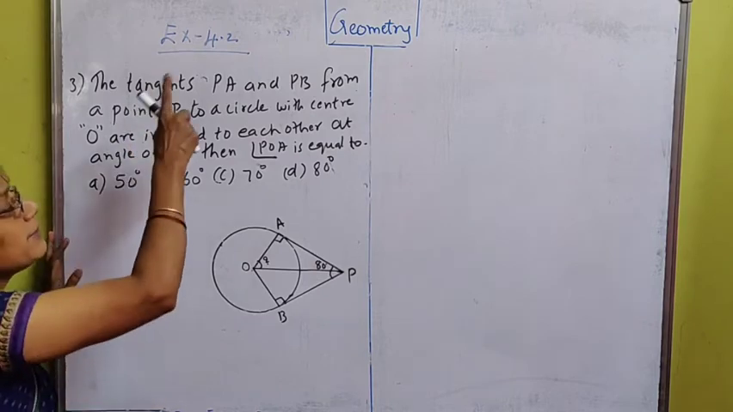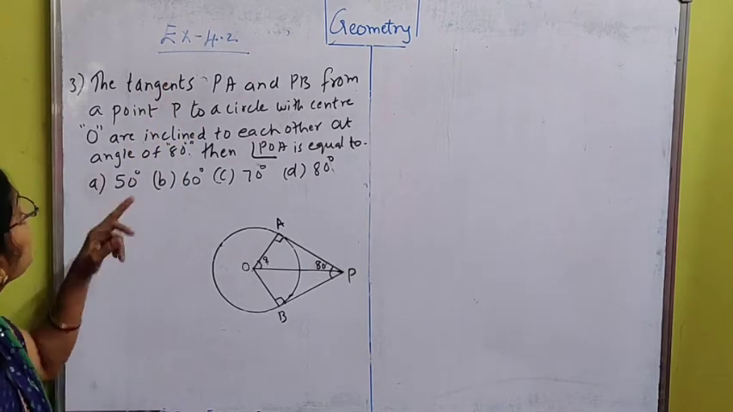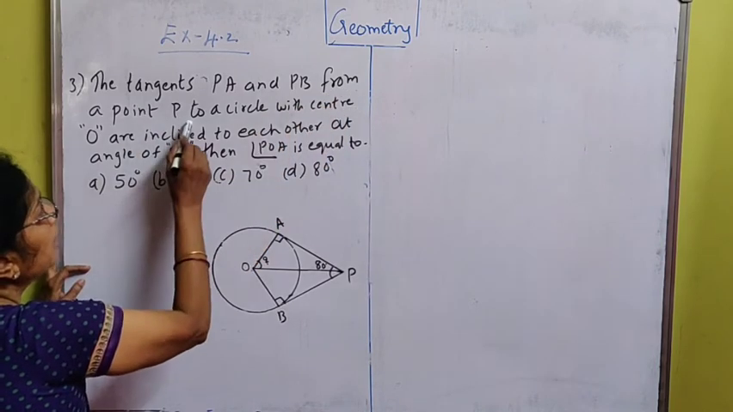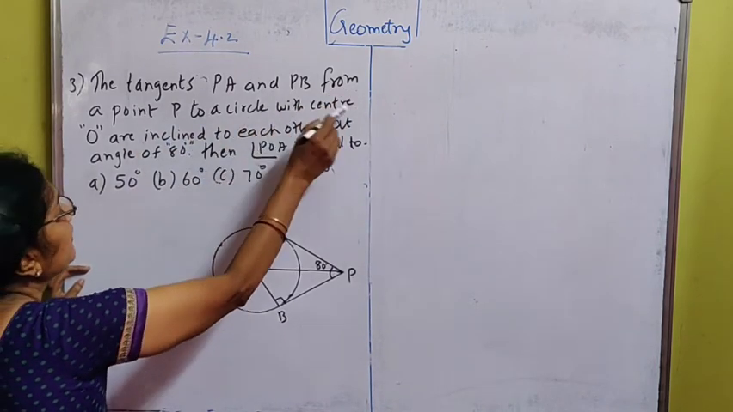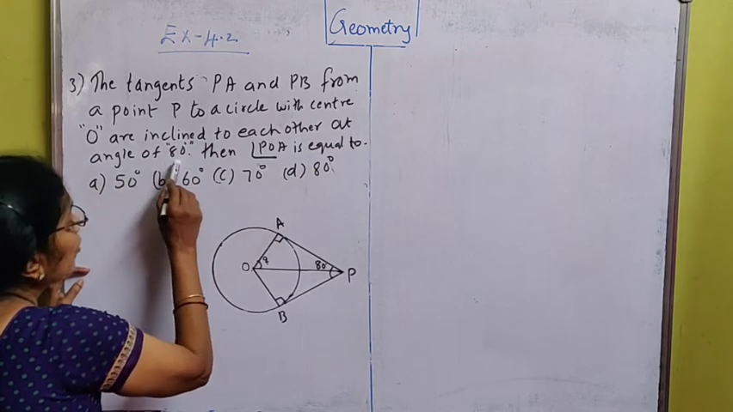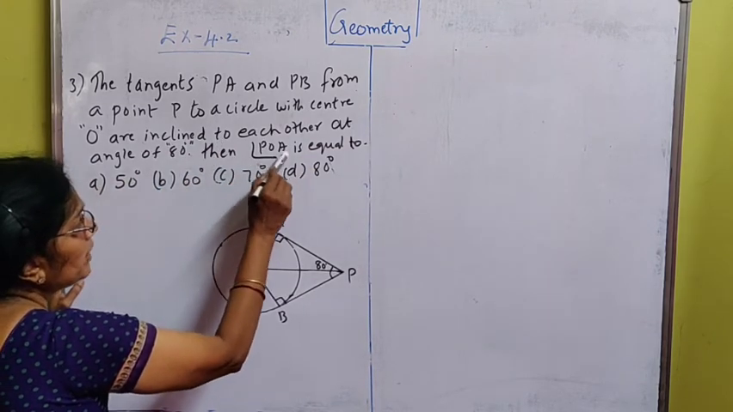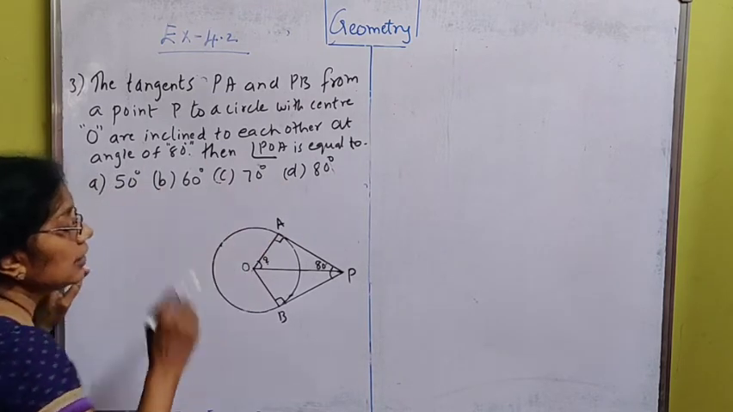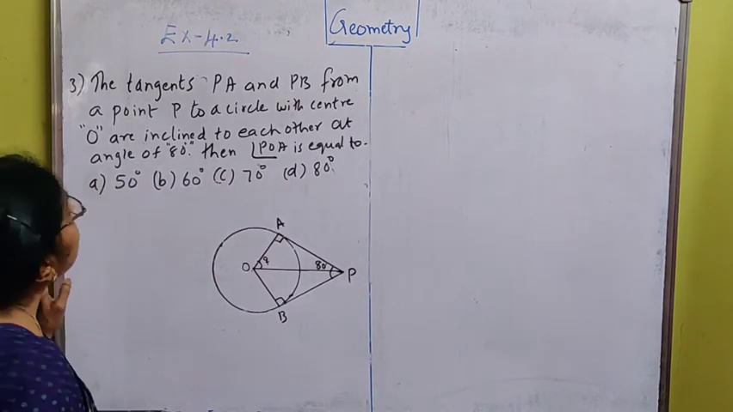Now we'll see the third sum in exercise 4.2. What is given in the third sum? The tangents PA and PB from a point P to a circle with center O are inclined to each other at an angle of 80 degrees. Then angle POA is equal to either 50, 60, 70 or 80 degrees. Options are given. So let us see here.